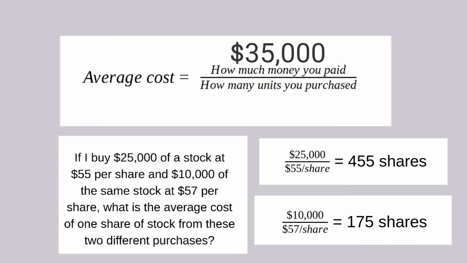And we can do that by adding the 455 shares purchased for $55 per share to the 175 shares purchased for $57 per share. The total number of shares purchased for $35,000 is 630 shares. Now that we have the total amount paid and the total number of shares purchased, the average cost per share can be determined by dividing the $35,000 paid by the 630 shares purchased, and the average cost per share is $55.55.